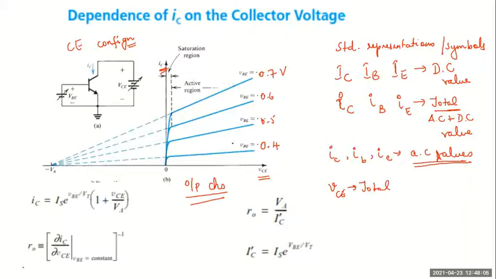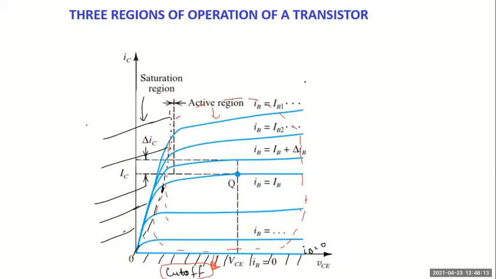So with this, we can classify this into 3 regions of operation. So there are 3 regions of operation for a transistor. Let's see what those 3 regions are. We have the cutoff region. So what is the cutoff region? It is the region below the characteristic corresponding to IB equal to 0.